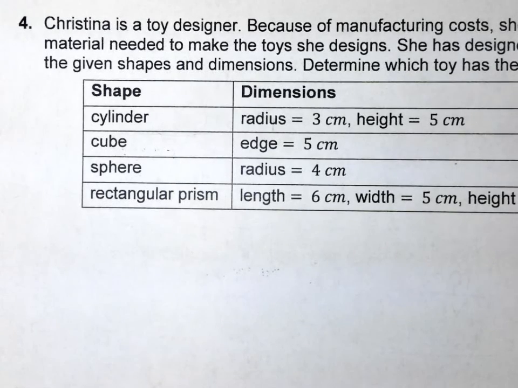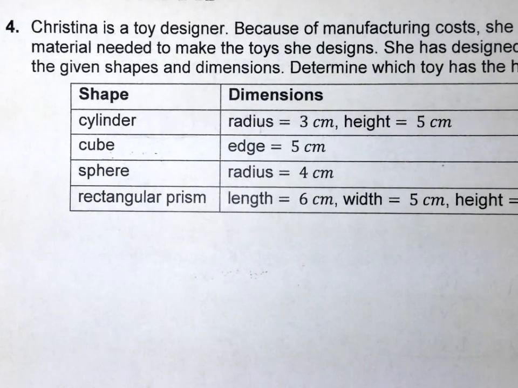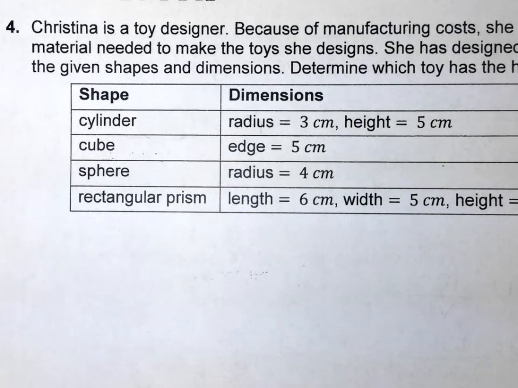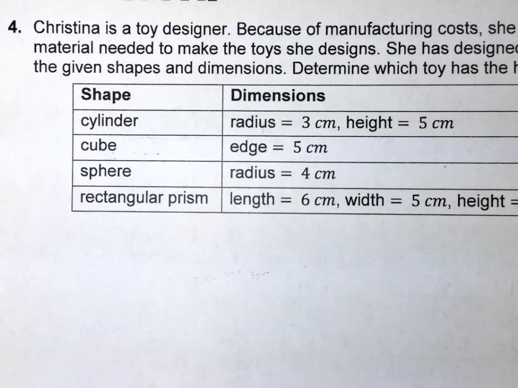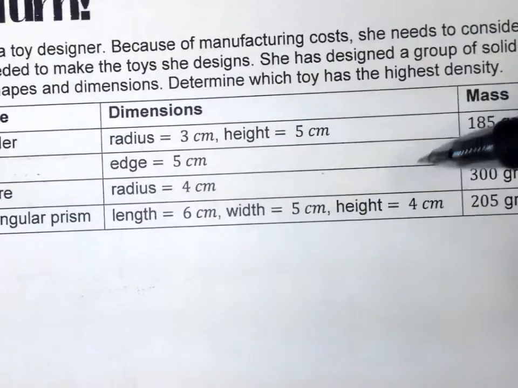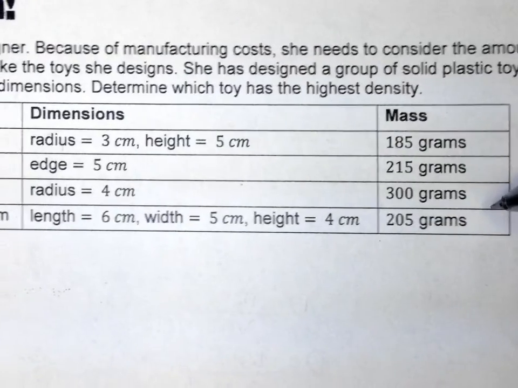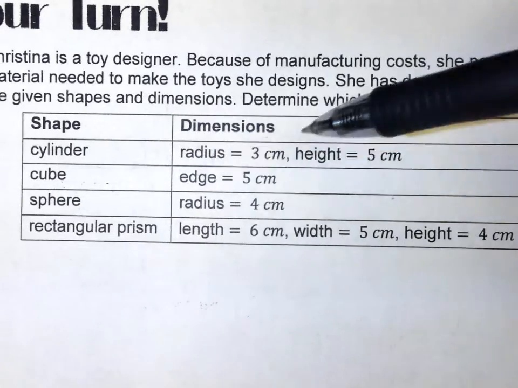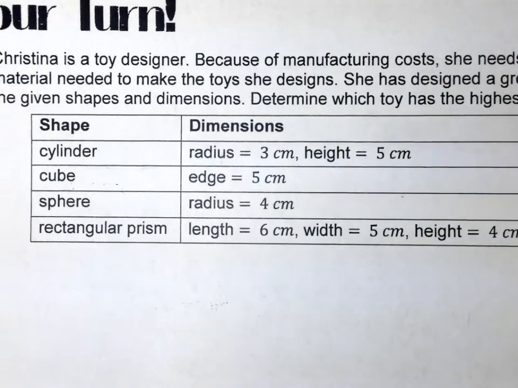It says Christina is a toy designer. Because of her manufacturing costs, she needs to consider the amount of material needed to make toys she designs. She has designed a group of solid plastic toys with the given shapes and dimensions. Determine which toy has the highest density. So down here they give you the shape of each toy, the dimension, and they give you mass. To be able to find density, you need mass and volume. Well, luckily they gave you the dimensions of each figure so you can find volume.